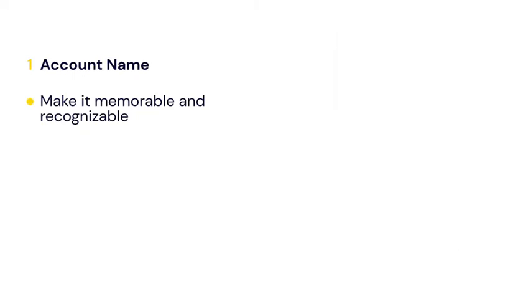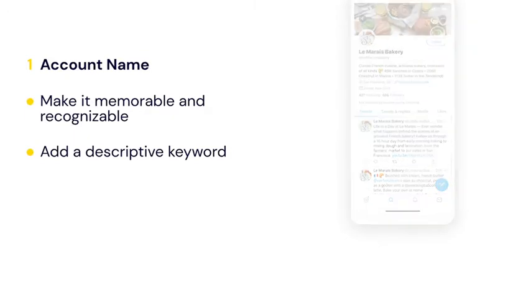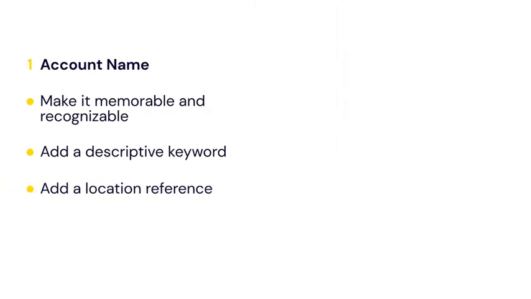When choosing an account name, it can help to add a keyword that describes what you do. Including such a keyword allows for your business to pop up in relevant searches. Think about what people will search for when they're looking for products similar to what you offer, and consider adding a keyword to reflect that. For instance, the bakery Le Marais uses @LeMarais-Bakery on Twitter and Instagram. Adding bakery makes it clear what the business offers, and it makes it possible for Le Marais to show up in searches for bakeries.